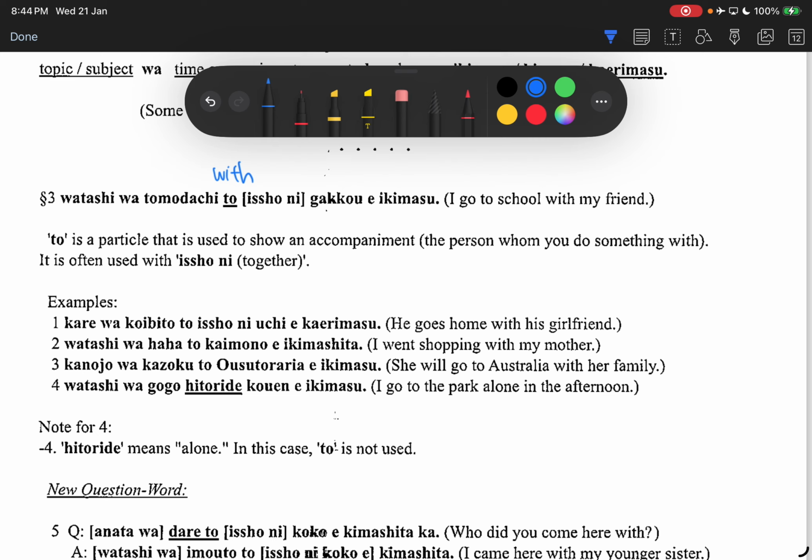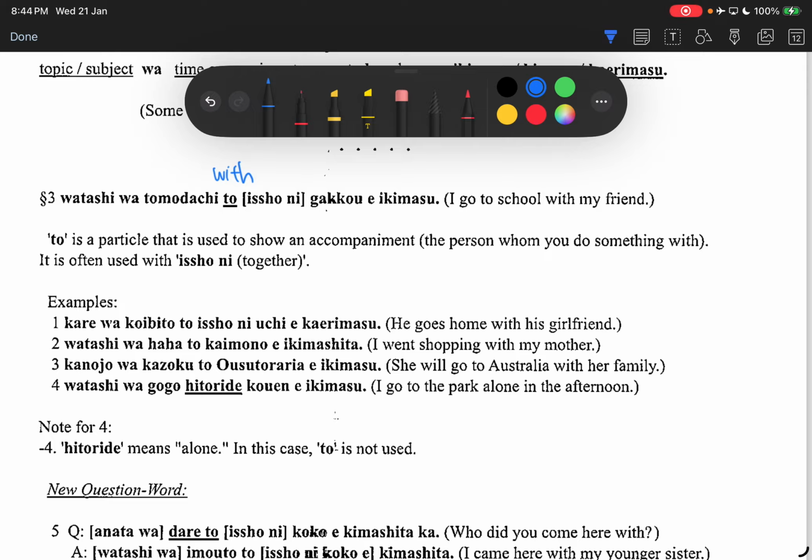So this is why we don't need the issho ni. Because issho means together. So like, I go to school with my friend, you already tell people you are with your friend, so you're not alone already. So why do you still need to use the word together? Right? So we don't need to use the together in this case. It becomes double meaning, like you are emphasizing that you are with somebody. So that's why it's optional.